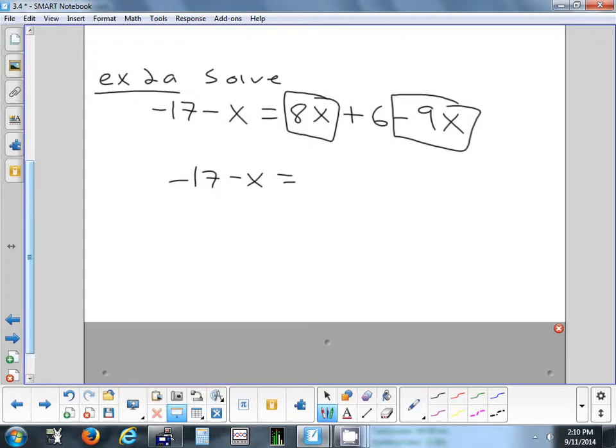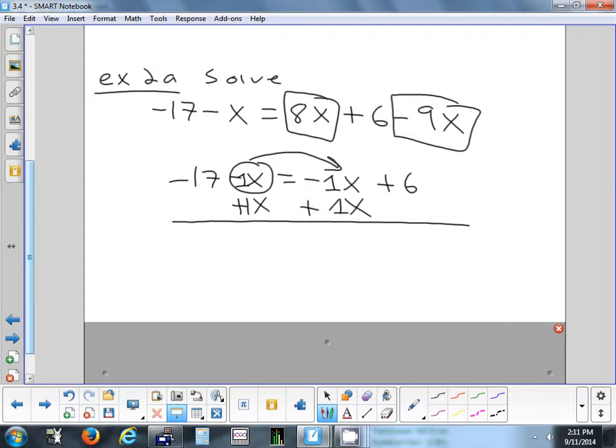What's 8x take away 9x? Negative 1x. Yep. You don't have to put the 1 in front of the x, but I'm going to put it. Now we took a problem that was a little bit more complicated and got it down to the type I was showing you before, in example 1. Variables on each side. Let's put all our variables on the right. How do we move a negative 1x? Add 1x.